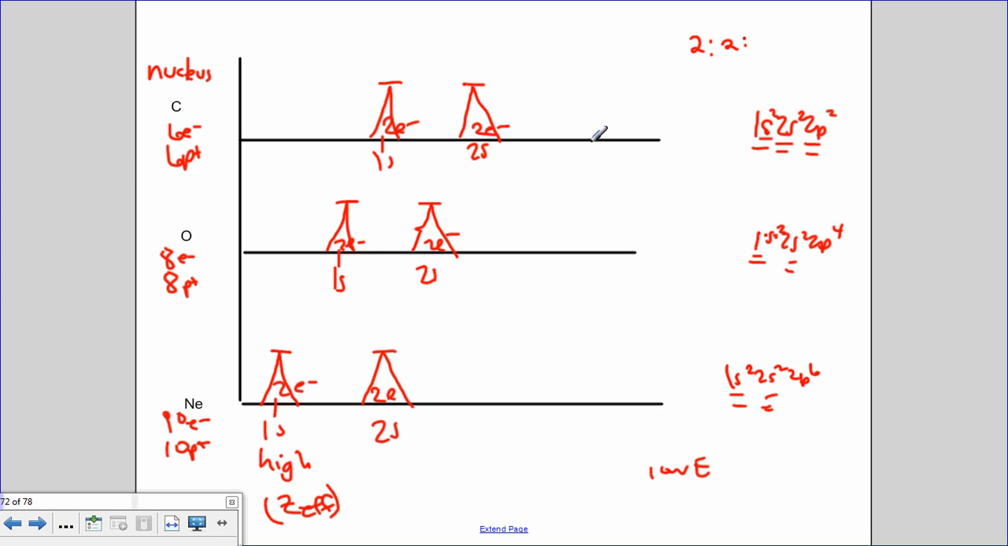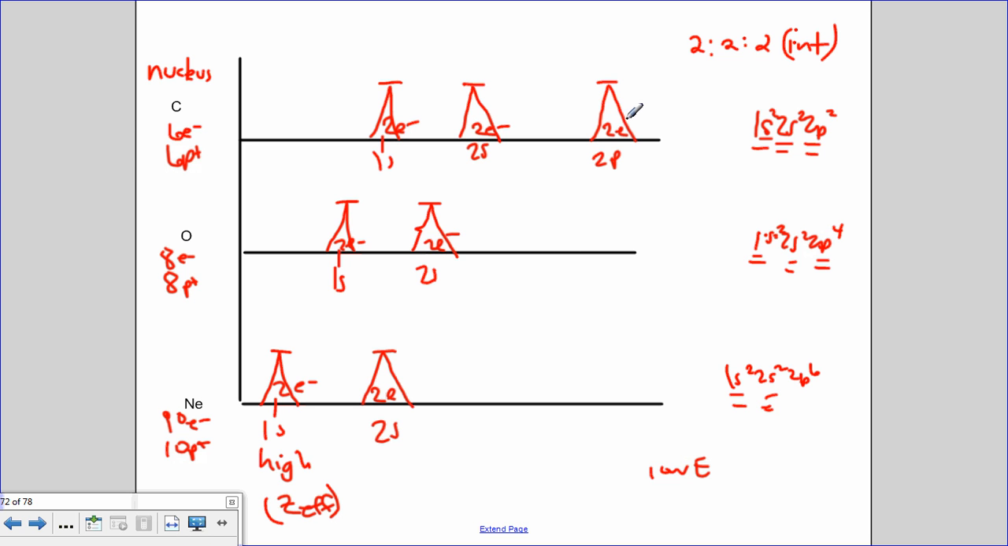So here's 2p for carbon. 2p, 2 electrons, same size peak all the way through. So carbon has a 2 to 2 to 2 intensity ratio. So all of the peaks are the same size. Oxygen is a little different. We have 4 electrons in this p.